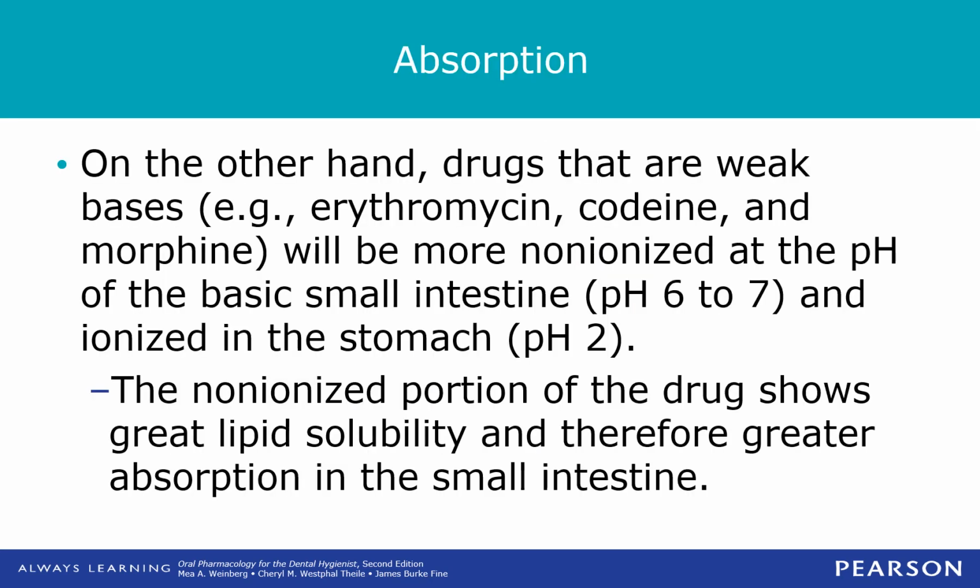Absorption. On the other hand, drugs that are weak bases, such as erythromycin, codeine, and morphine, will be more non-ionized at the pH of the basic small intestine, 6 to 7, and ionized in the stomach, which has a pH of 2. So the non-ionized portion of the drug shows greater lipid solubility and therefore greater absorption in the small intestine.